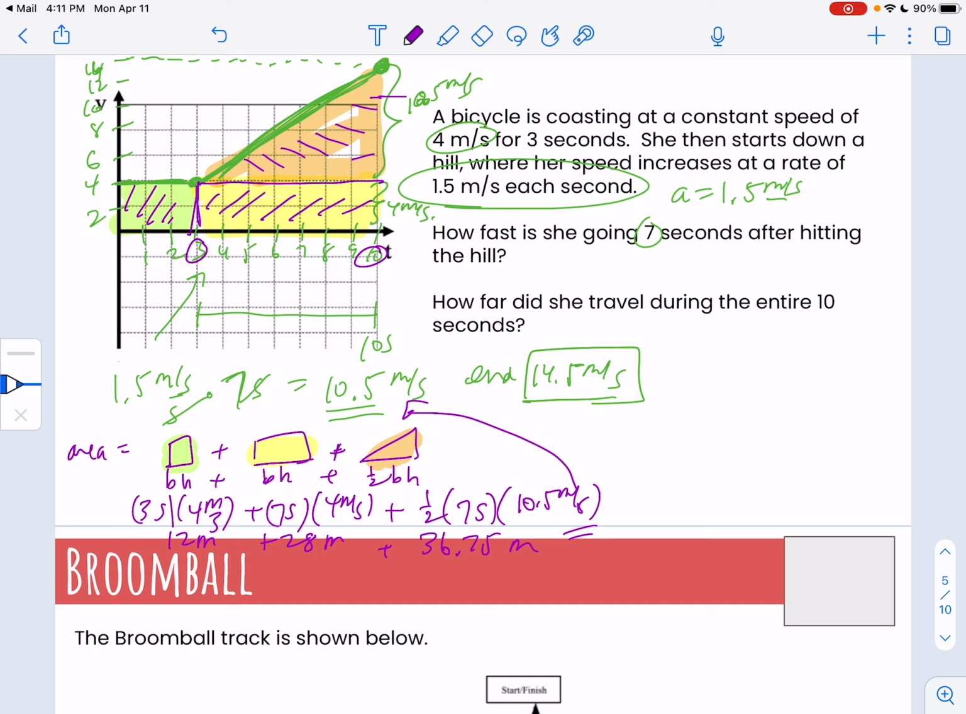If I add those all together, plus 12 plus 28, I get 76.75 meters is the whole displacement for the whole entire thing. So make sure you're showing how each of those pieces add together.